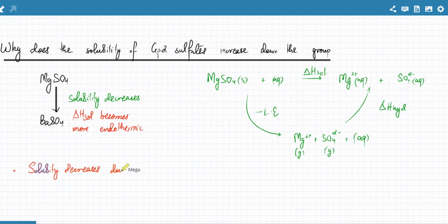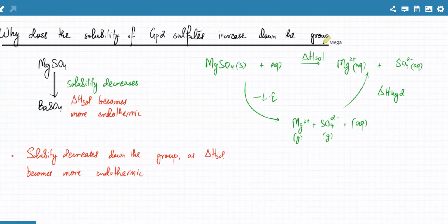Down the group, and why? As enthalpy change delta H solution becomes more endothermic, or you can write that it becomes less exothermic. So what's happening down the group? The only thing that's happening down the group is instead of magnesium ions, you've got barium ions.